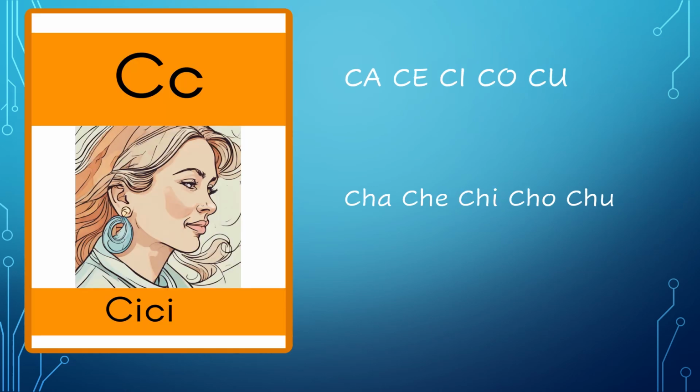The next letter will be C. In Zulu, it will sound like ka, tse, tsi, ko, tu. When an H is added, it sounds like cha, che, chi, cho, tu. An example of this would be tsi, which means earring.